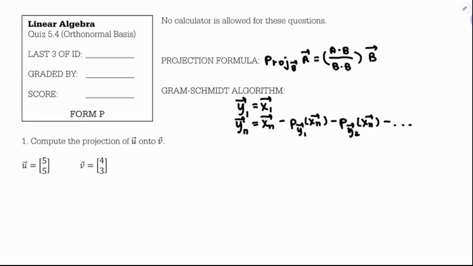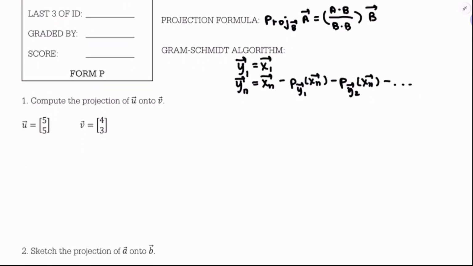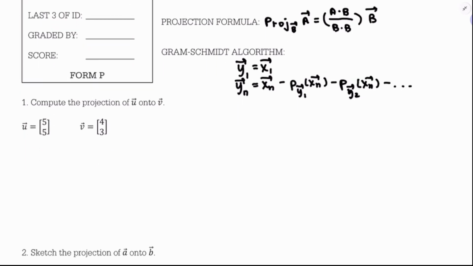Okay, and then compute the projection of u onto v. That's going to be much easier. We're just going to use that formula. So u onto v is u dotted with v divided by v dotted with v. That's going to be a constant. First I'm going to compute that. So u dotted with v is 20 plus 15, which is 35, divided by v dotted with v, which is 16 plus 9 is 25. So it's going to be 7 over 5.